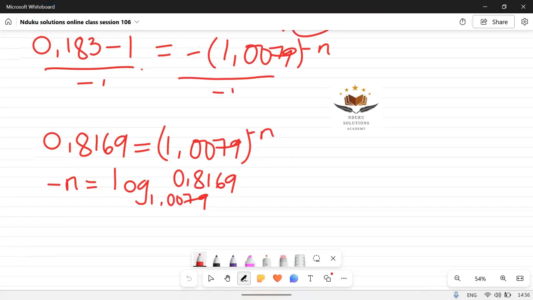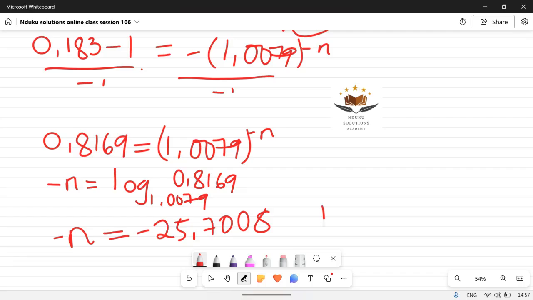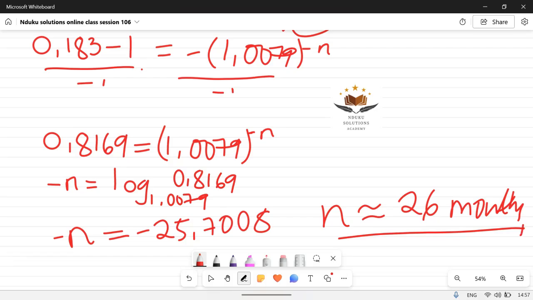Your final answer will be that negative n is equal to negative 25.7008. You can see that n cannot be negative, so we divide both sides by -1, and our n will approximately be 26 months. So we finish up: how long will it take? It will take Simon 26 months.